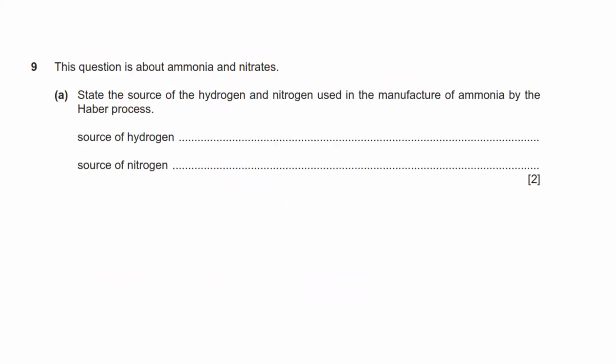Okay, so next, moving ahead, it's question number 9. In question number 9, it says this question is about ammonia and its nitrates. State the source of hydrogen and nitrogen used in the manufacture of ammonia by the Haber process. Hydrogen again comes from the cracking of hydrocarbons, and the source of nitrogen is air. So we call it cracking of hydrocarbons, and this is because of fractional distillation of air.